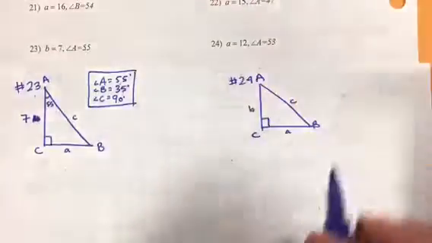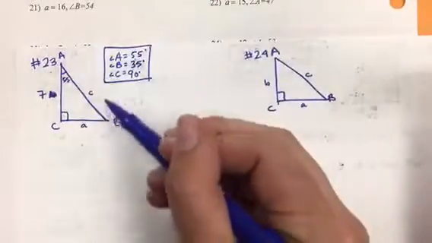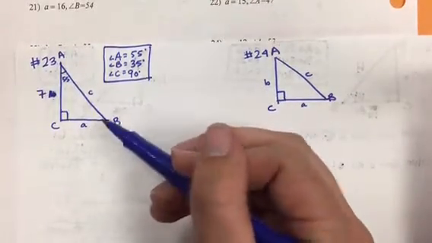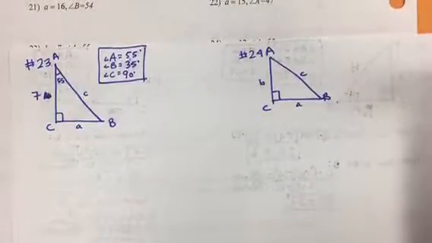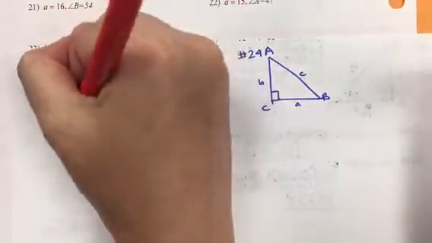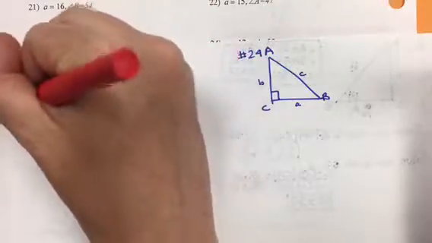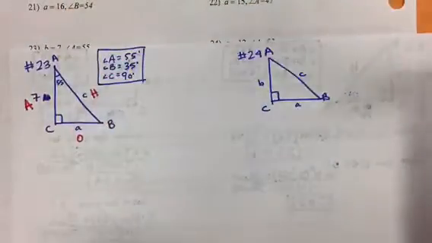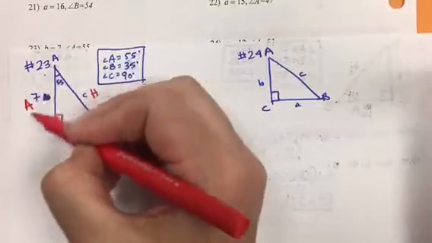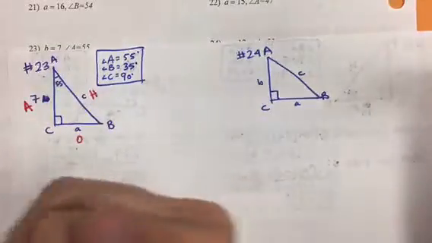Now my goal is to find my missing sides. So I'm going to label O, H, and A. Now I'm going to use 7 every time because it's given.